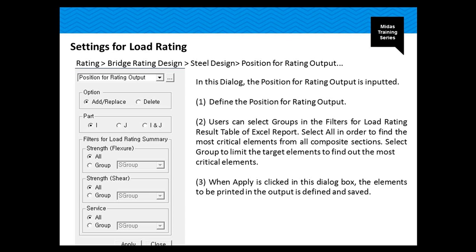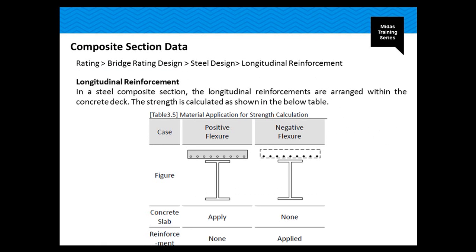When you apply this function, the elements to be printed in the output are defined and saved. So this is basically used to generate an Excel sheet. You can tell the program whether you want to use it for the entire bridge to generate that Excel sheet, or you can do partial portions of the bridge.